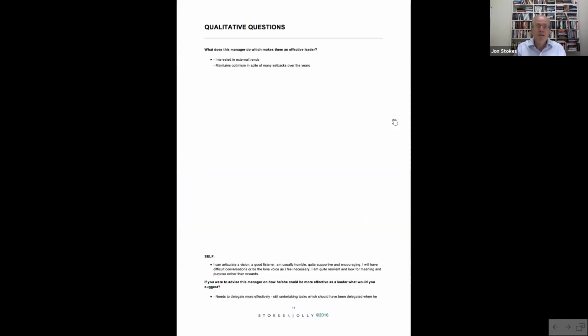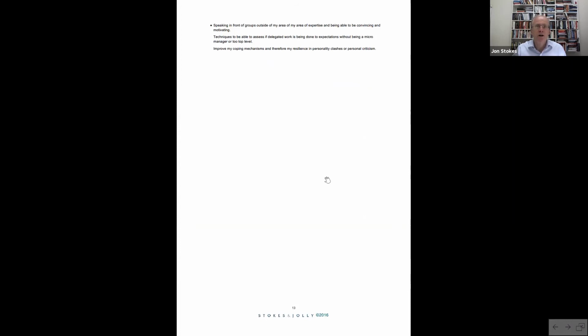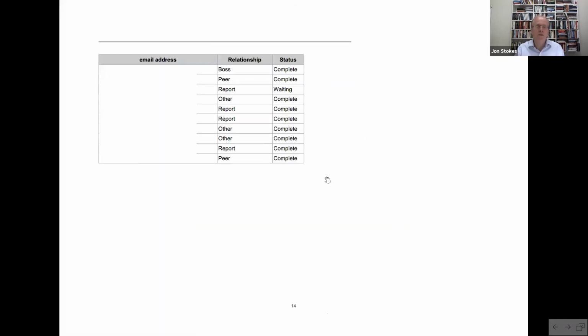So there are then some qualitative questions. These are, what does this manager do which makes him an effective leader? People fill that out. You ask the person to fill them out themselves. And there's another one here. What development needs do you think the manager has for his present and future career? And a final one there. And there is the statement about who's actually completed this, so one's up to date.